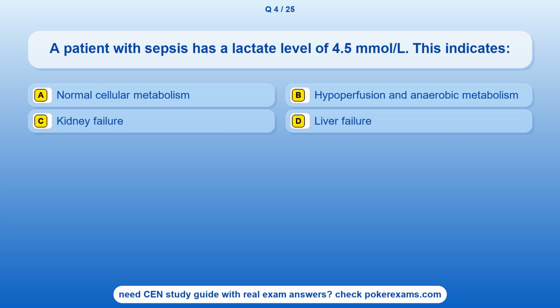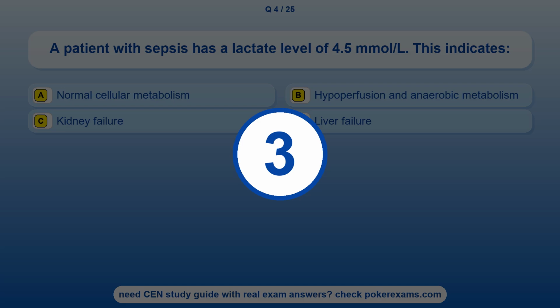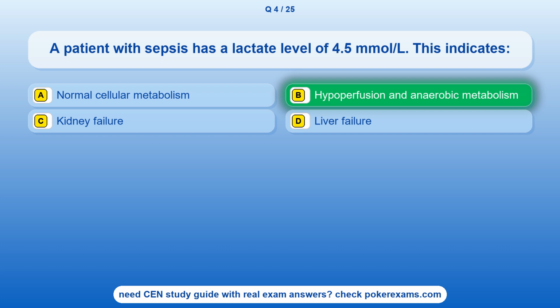Question 4. A patient with sepsis has a lactate level of 4.5 mmol/L. This indicates option A, normal cellular metabolism, option B, hypoperfusion and anaerobic metabolism, option C, kidney failure, option D, liver failure. The correct answer is option B, hypoperfusion and anaerobic metabolism.